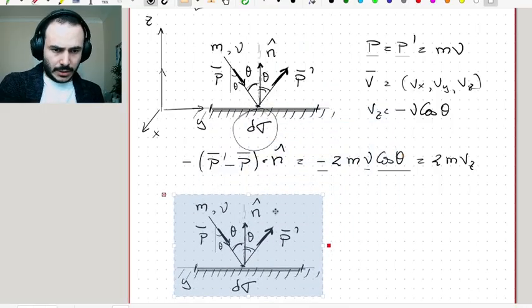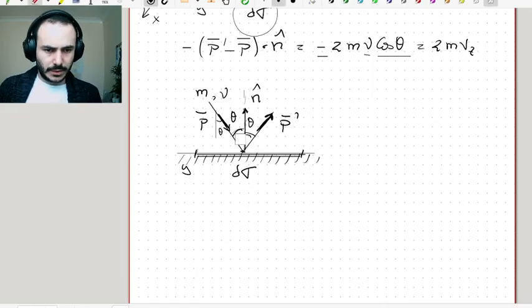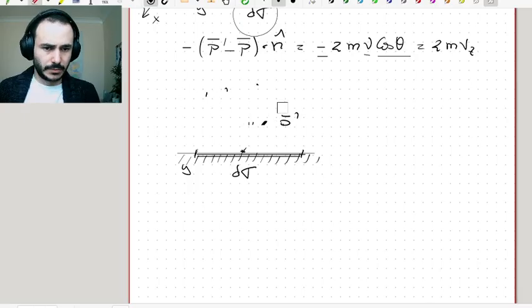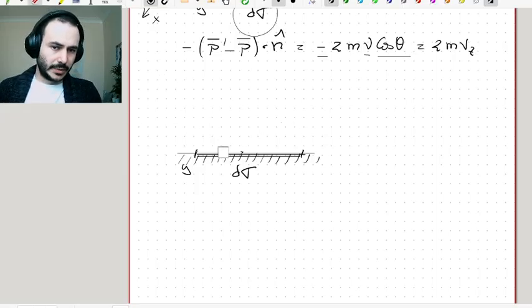Put it there. Okay, so I'm going to delete a bunch of things. I'm going to delete everything. I just want the line. Fine. That's the z direction. So what is the total number of particles that is going to impinge in this differential element of area here?